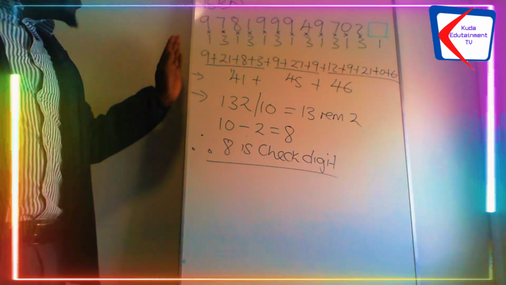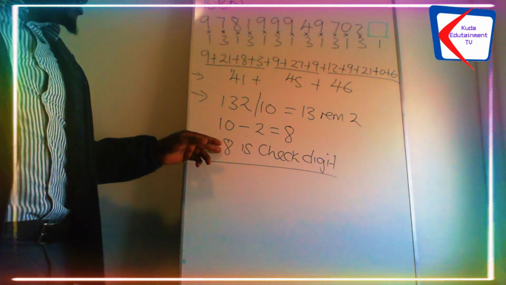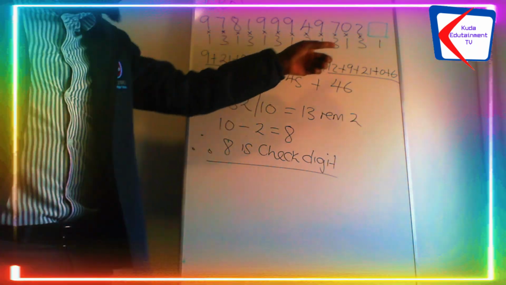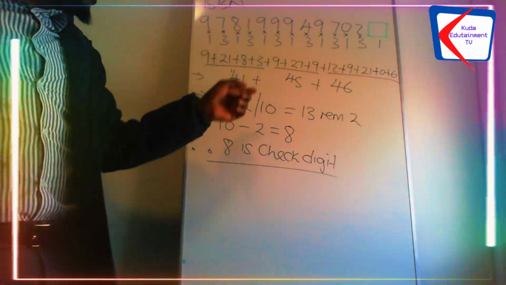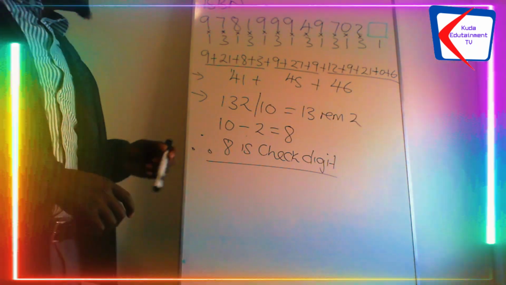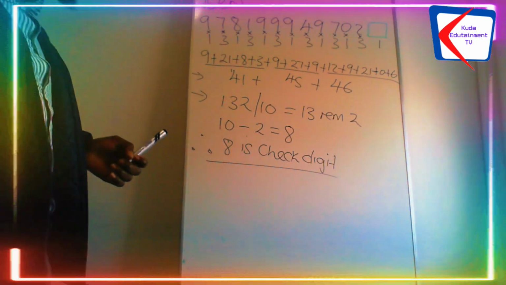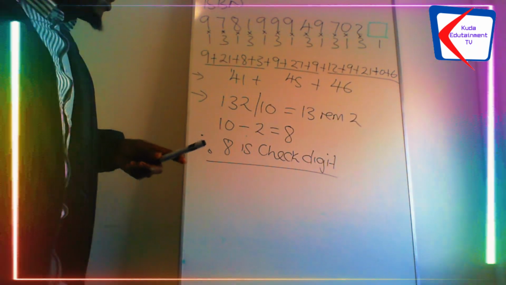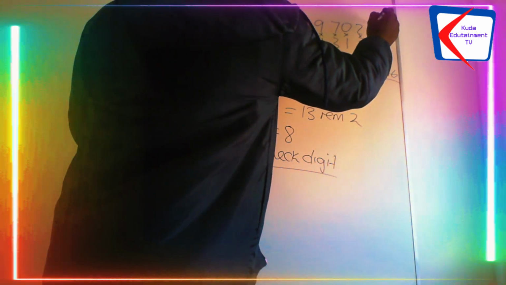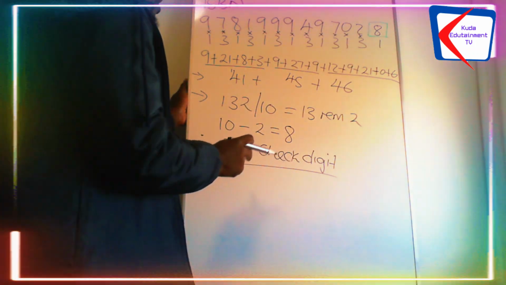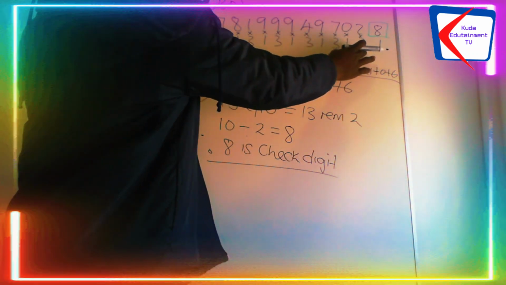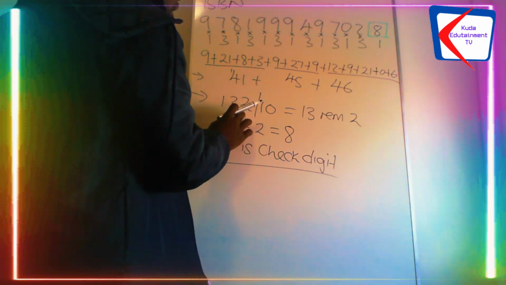So we want to prove whether 8 is correct. By proving, we simply replace this green box with this 8 and then multiply by 1. So let us prove whether 8 is correct. We simply add our 8 here, right? And when we added the products of multiplying all these numbers up to here, we got 132, right?